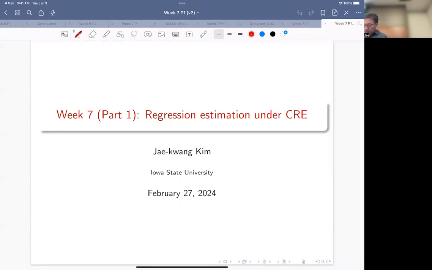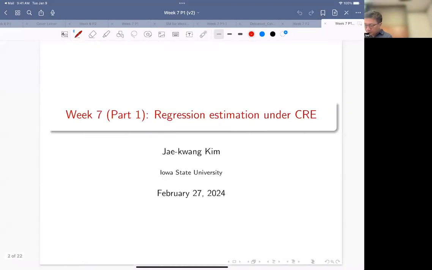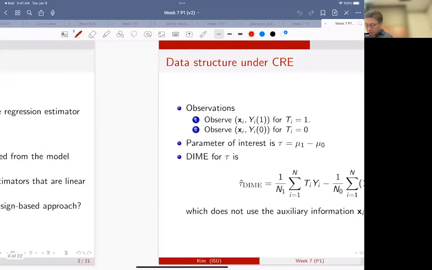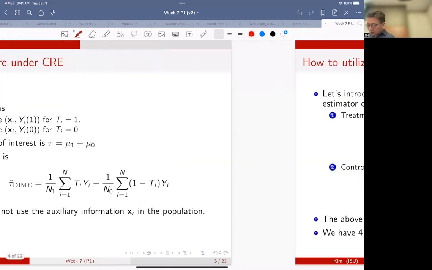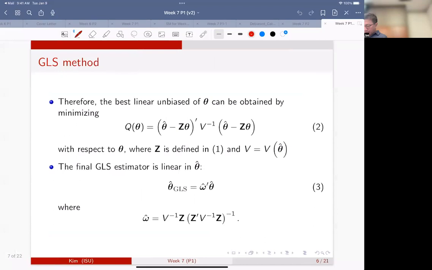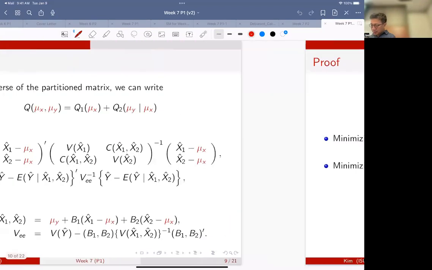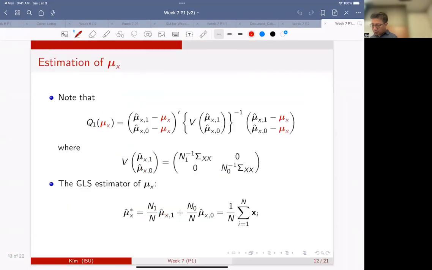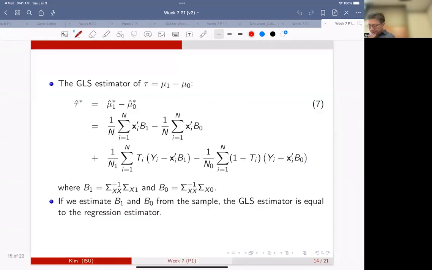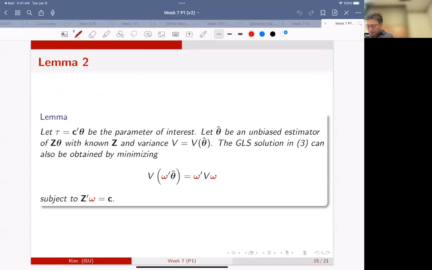Continue. Last class, we studied GLS. And lemma 2, I guess. So lemma 2 is another interpretation of GLS.